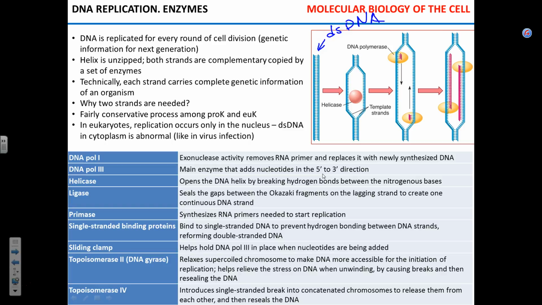The DNA gets unzipped, and molecules of DNA polymerase make new strands. Okay? So in this initial double-strand molecule, technically speaking, each strand carries the entire genetic information regarding the organism. Okay? So why two strands? Why not just one? Why have two? I mean, what's the advantage of having two instead of one?